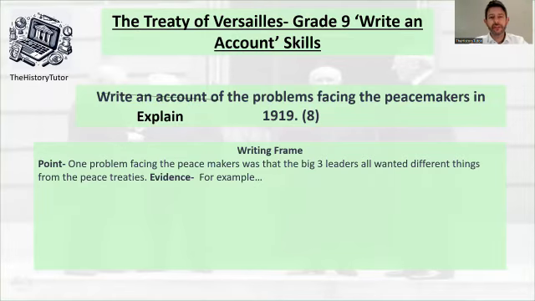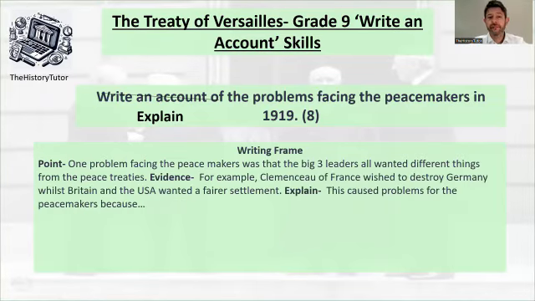So maybe we could do a little summary of what one or two of them wanted that caused a problem in our example. Have a think, what would you put as the example? So here's mine. For example, Clemenceau of France wished to destroy Germany, whilst Britain and USA wanted a fairer settlement. Again, I've just tried to keep it to one simple sentence, and now I'm going to explain the impact of this.